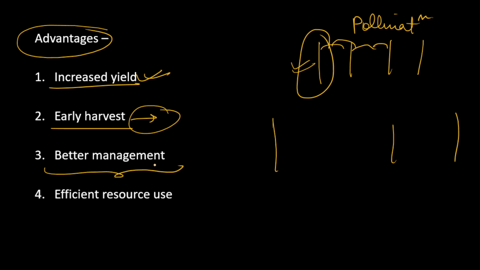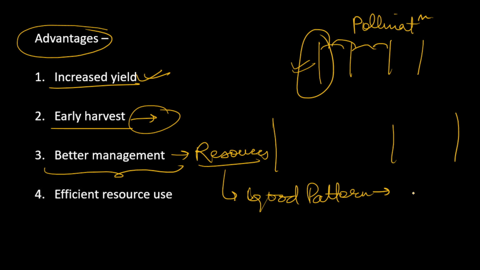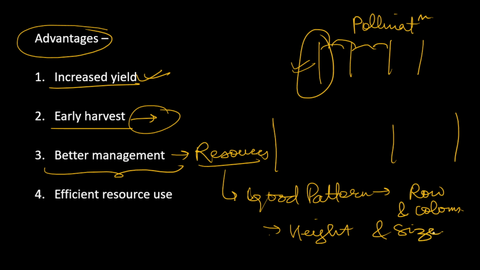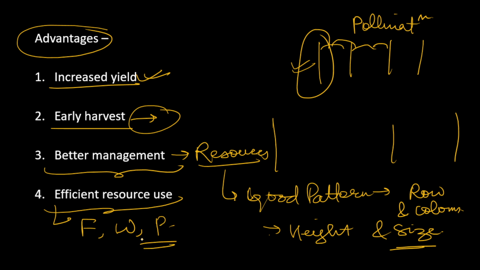Better management. Here we can easily manage our resources nicely, because the trees are planted in a good pattern. In a normal orchard, the trees are not in any pattern. Here the trees are planted in rows and columns, in predetermined rows and columns. The height and size of the trees are the same. So all these things enhance the management of the overall orchard. We can do efficient resource management. As we have just discussed, whether it be fertilizers, irrigation water, or any kind of pesticides, the resources will be efficiently used.